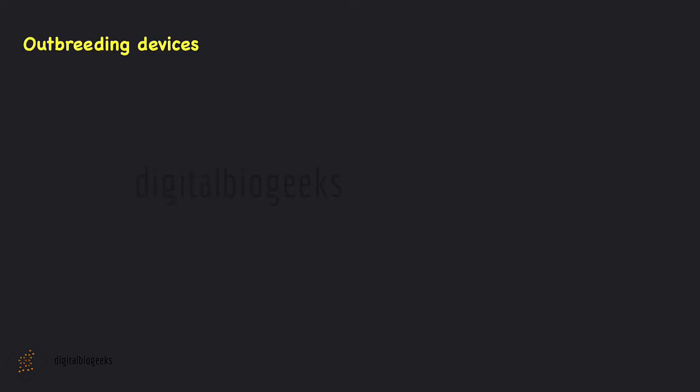Let's learn about the outbreeding devices. Most of the plants produce hermaphrodite flowers, that is, one flower contains both the male and the female gametes. In those plants, autogamy is possible, which will lead to inbreeding depression. That means autogamy will not bring genetic variability and eventually plants will lose their vigor. To overcome these problems, flowering plants have many methods to discourage self-pollination and encourage cross-pollination. Let's see what those methods are.